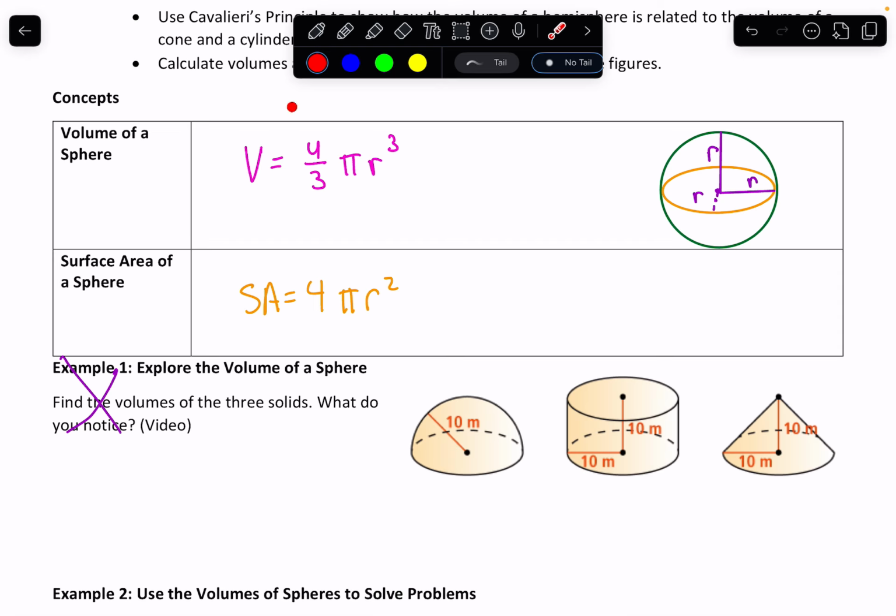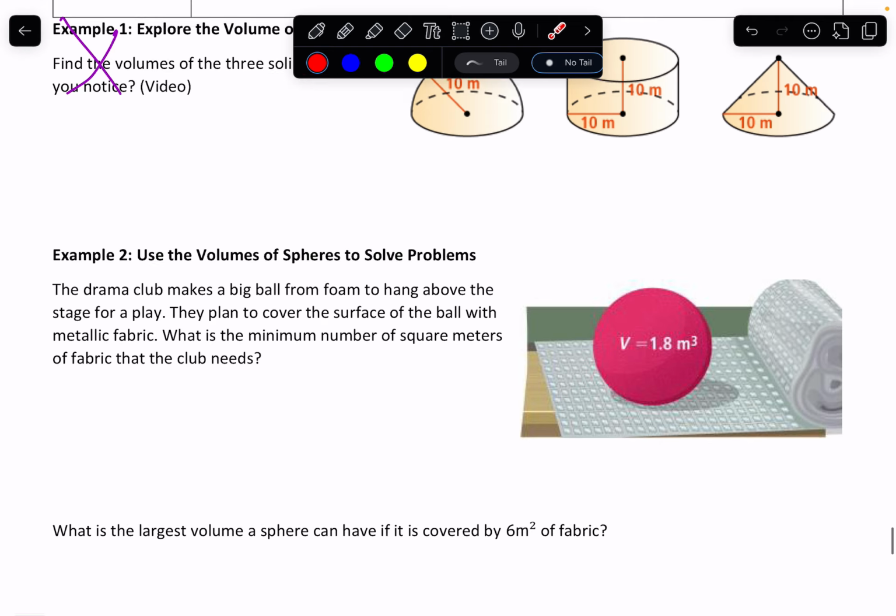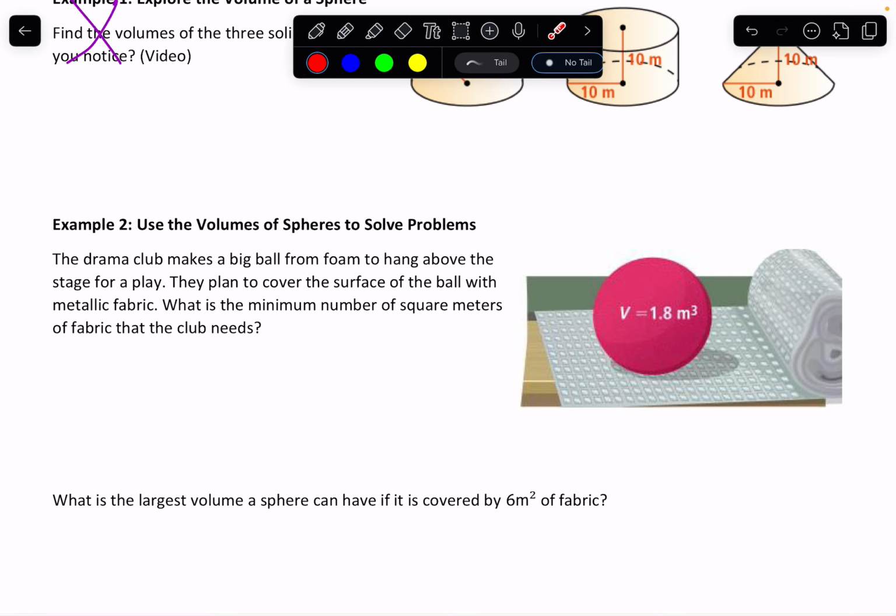For right now, we're just looking at these formulas. So like I said, we're skipping example 1. Example 2 is going to show us how we're using this section to relate the surface area and volume. So the drama club makes a big ball from foam to hang above the stage for a play. They plan to cover the surface of the ball with metallic fabric. What is the minimum number of square meters of fabric the club needs?